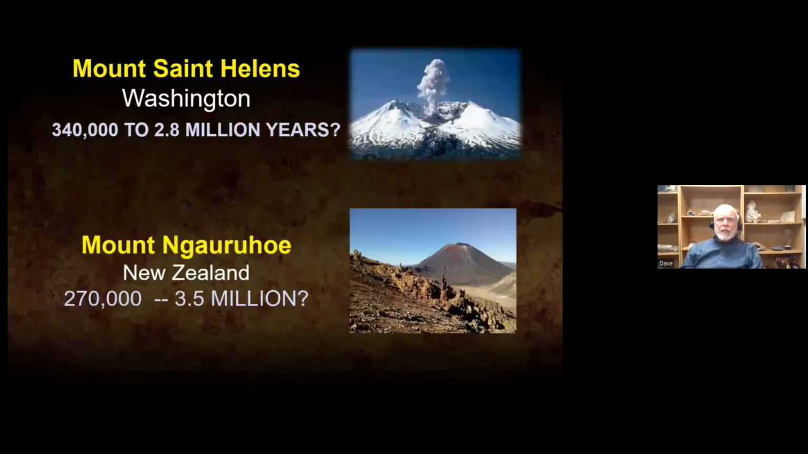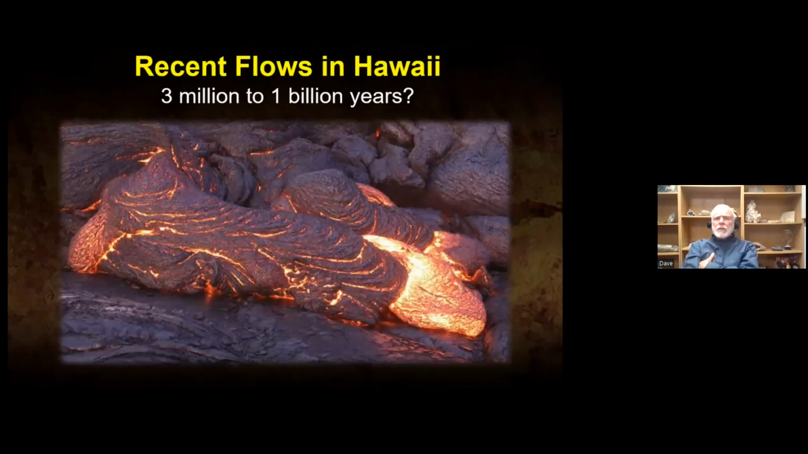Same thing happened in New Zealand as well. And then we find out recent flows in Hawaii that they dated that volcanic material after it hardened, and they got dates of 3 million to 1 billion years old.